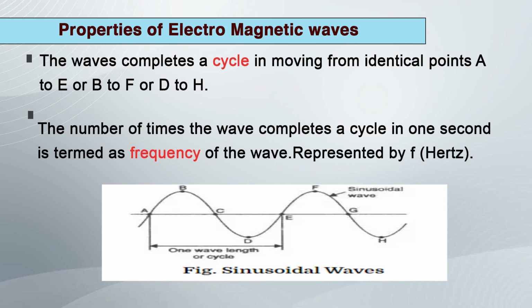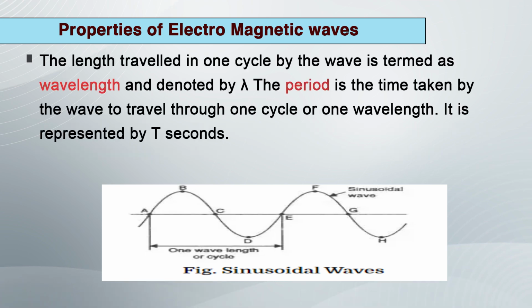The number of times the wave completes a cycle in 1 second is termed the frequency of the wave, and it is represented by F, and the unit of frequency is hertz. The length traveled in 1 cycle by the wave is termed wavelength and denoted by lambda. The period is the time taken by the wave to travel through 1 cycle or 1 wavelength. It is represented by t in seconds.